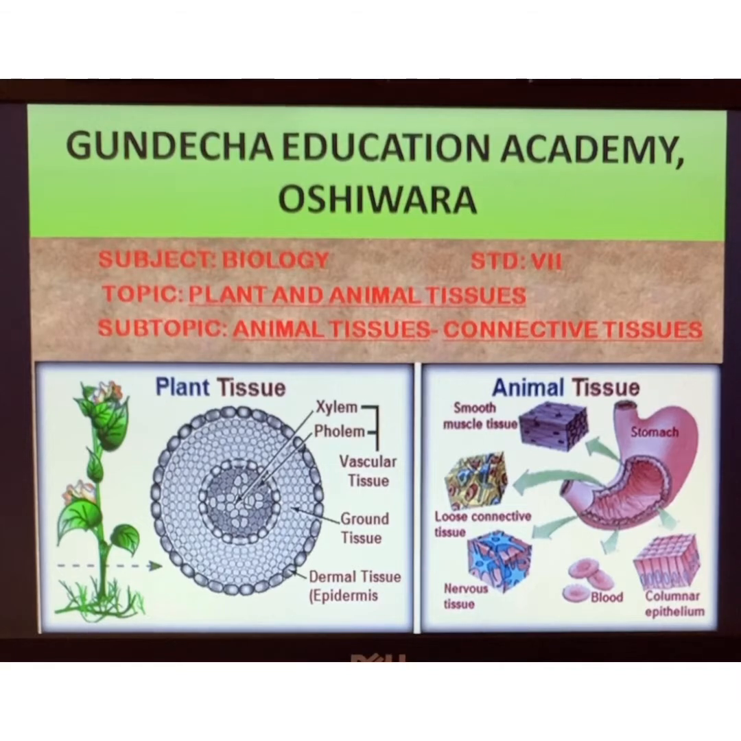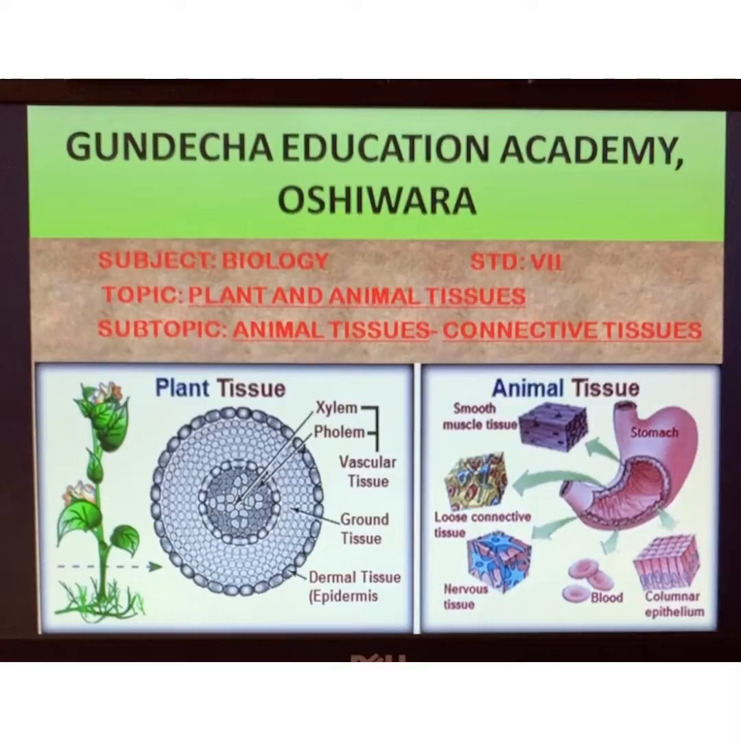Quick revision. I hope you are aware that we have started with animal tissues, right? We are already done with epithelial tissues and we have begun with connective tissues. Last time we studied connective tissue proper. Today we will complete connective tissue. Ready with pen and book to note down the points? All right, let's quickly start.